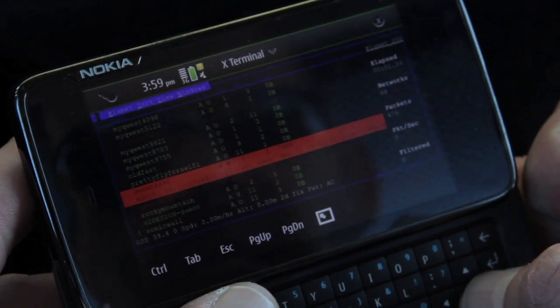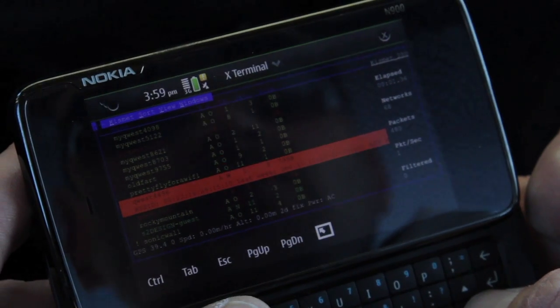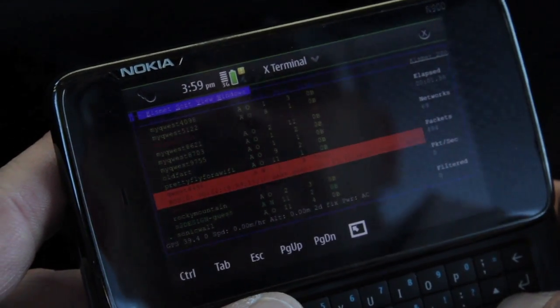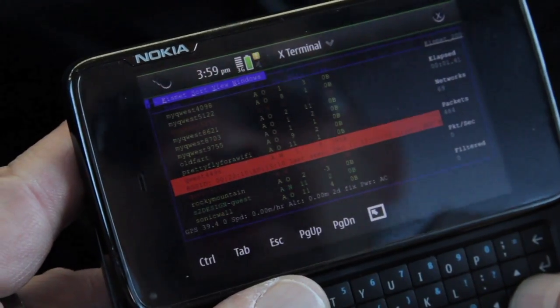The red indicates that there's WEP, which is Wired Equivalent Privacy protocol, which is really a 2 or 3 minute hack to crack that key.